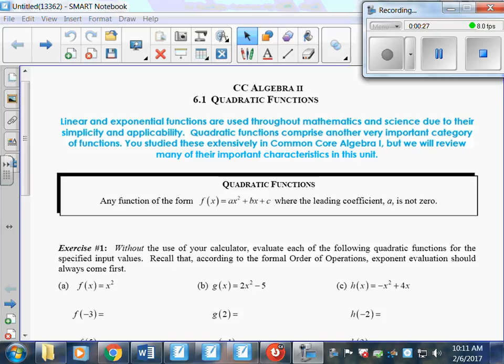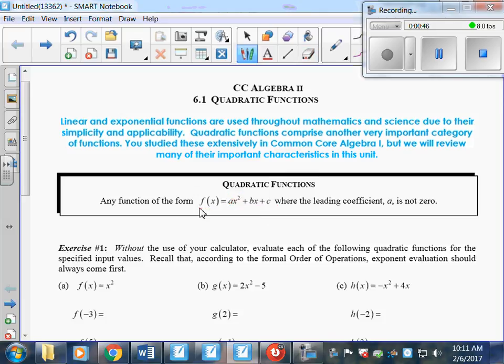All right, so please make sure you understand what a quadratic function looks like. So any function in the form f of x equals ax squared plus bx plus c, where the leading coefficient a is not 0. Because if a was 0, we'd have bx plus c, which is basically a linear function. All right, so this is the form.